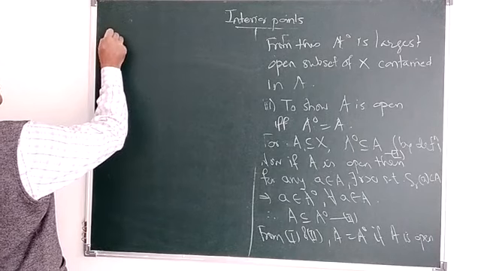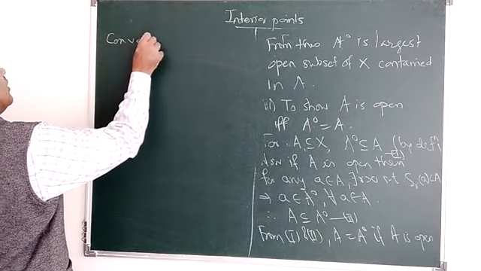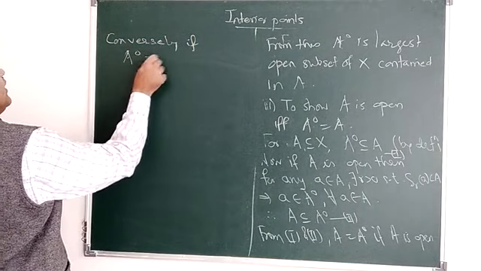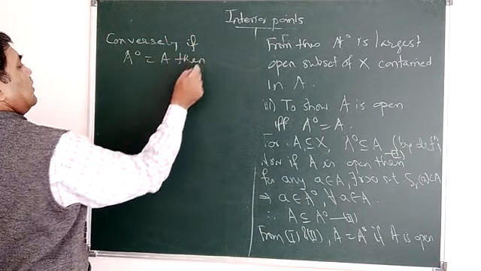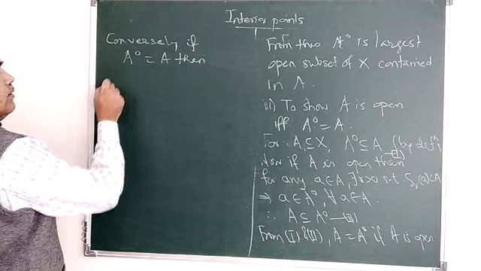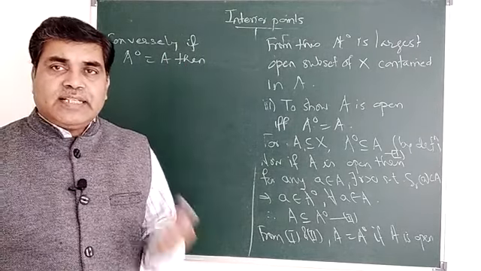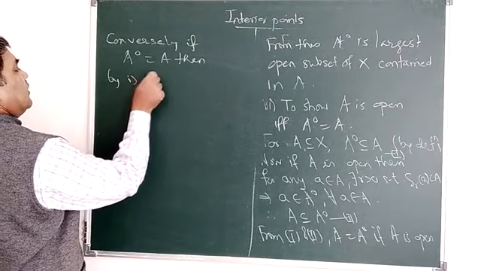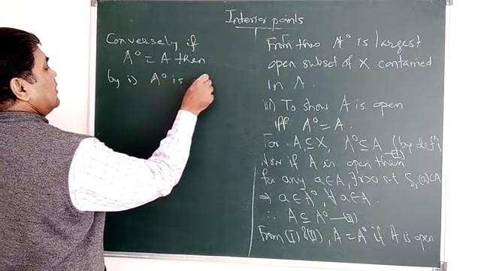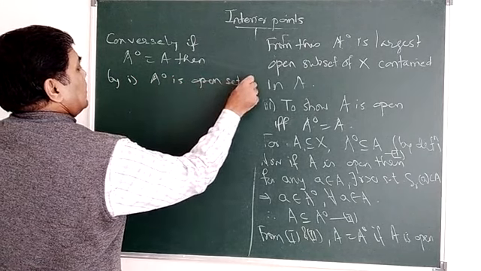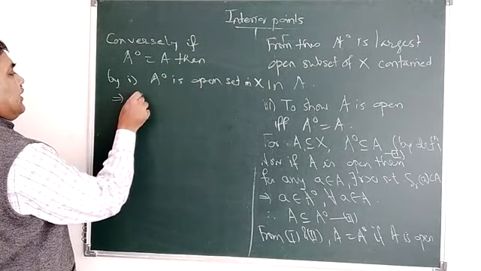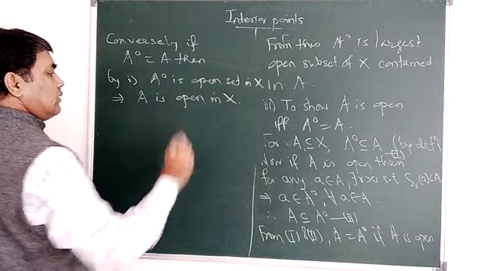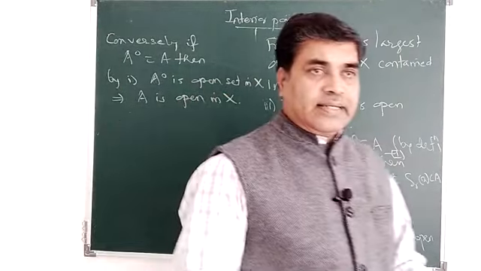Now, conversely, if A interior is equal to A, then by 1, A interior is an open set in X, which implies A is open in X.